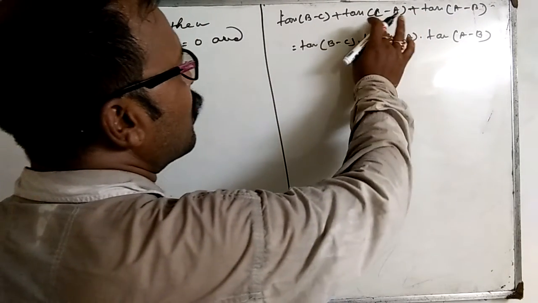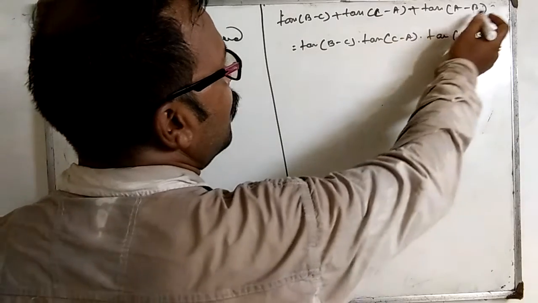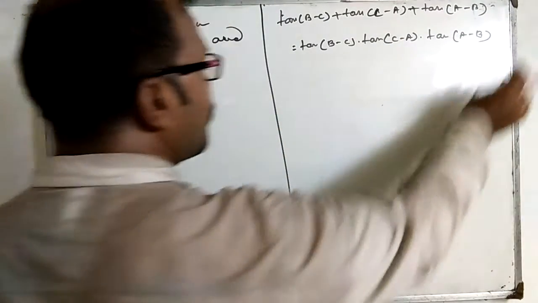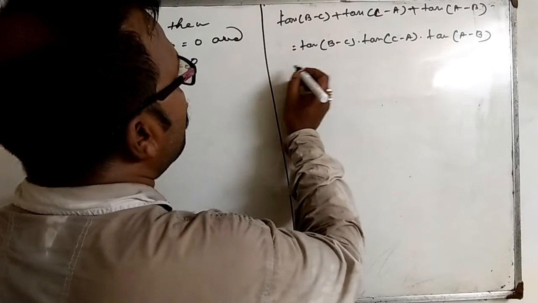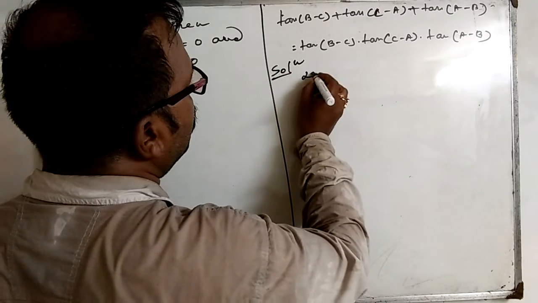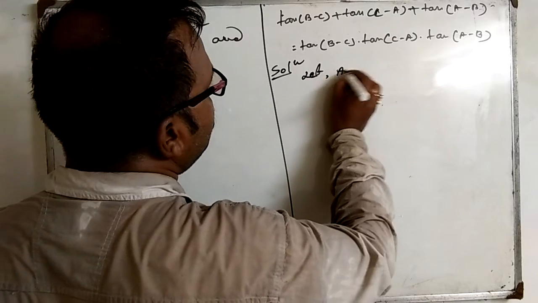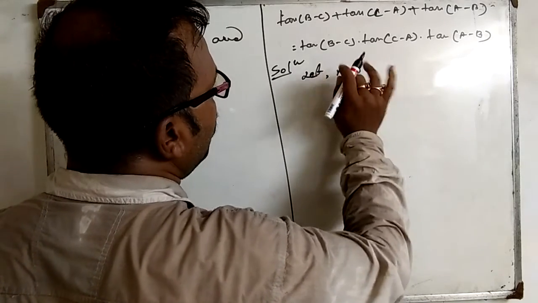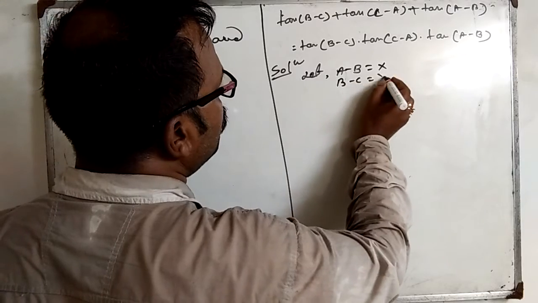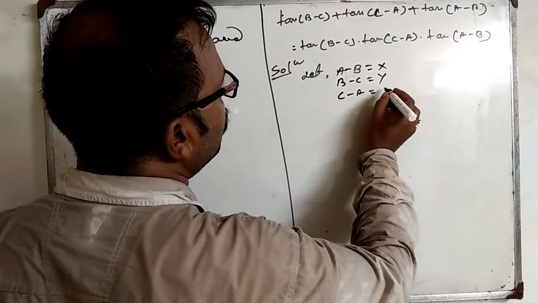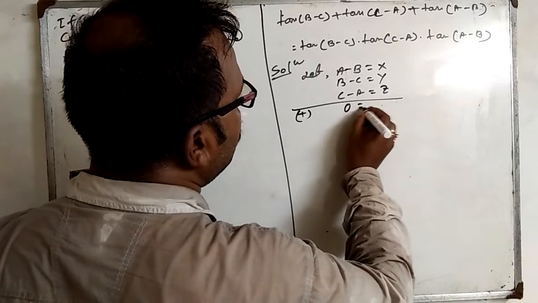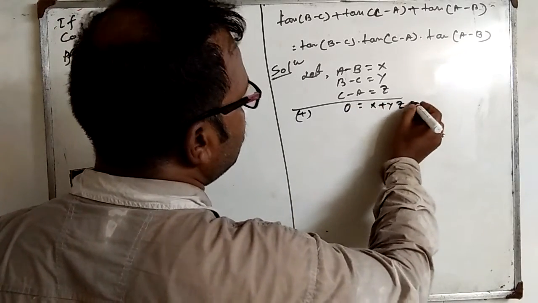Interesting, most interesting problem. Tan of b plus c, tan of c minus a plus tan of a minus b equals to, into. So very interesting problem. Let a minus b equals x, b minus c equals y, and c minus a equals z. And now added, that will be 0 equals x plus y plus z.